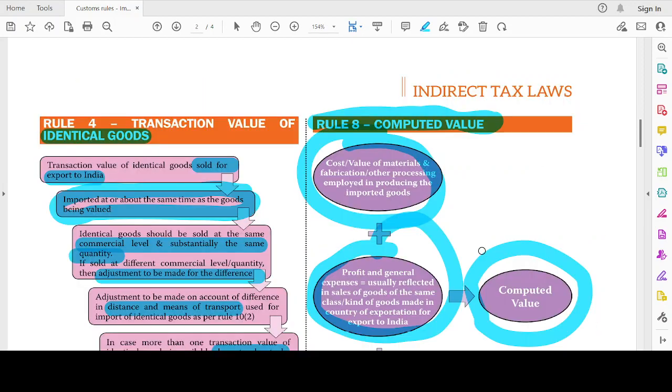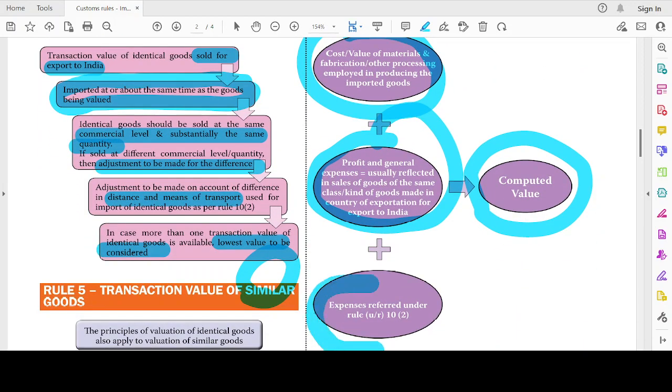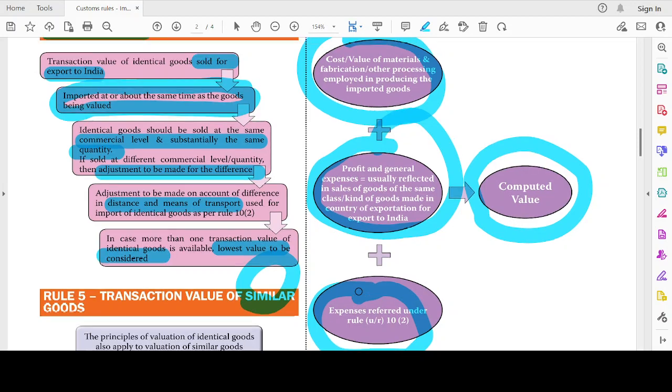If I can add one more thing, what is it? The expense referred to in rule 10 sub rule 2. Some expense could be there in the other country, right? That can also be added. So first I take the cost of production, add the profit margin of the exporter, add the general expenses and the other expenses referred to in rule 10 sub rule 2, to arrive at the computed value as per rule 8.